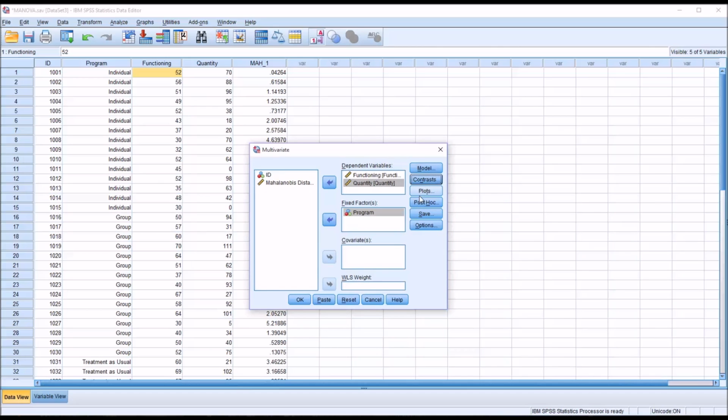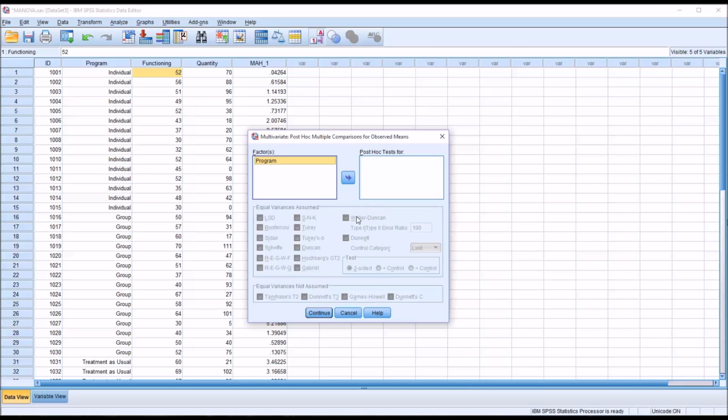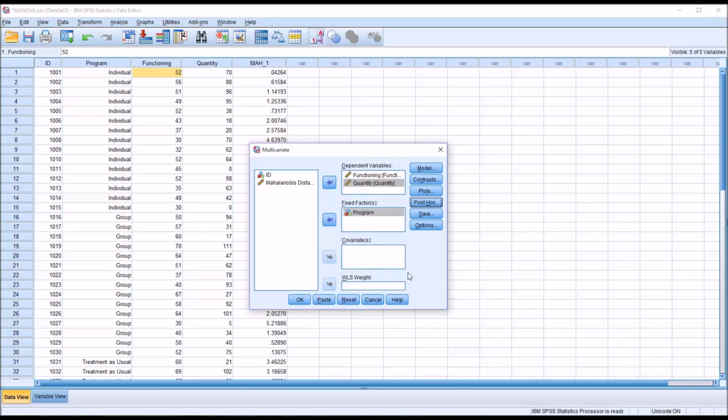Plots I'm not going to change. Post hoc. Now we don't know if we're going to get a significant value any time we enter into running a MANOVA, but in case we do, we're going to set this up for Post Hoc Test of program. And because all my group sizes are equal, I'm going to use Tukey. If I had unequal group sizes, I would use Scheffe. So I'm just checking Tukey after moving program over to the Post Hoc Tests for list box and clicking Continue.